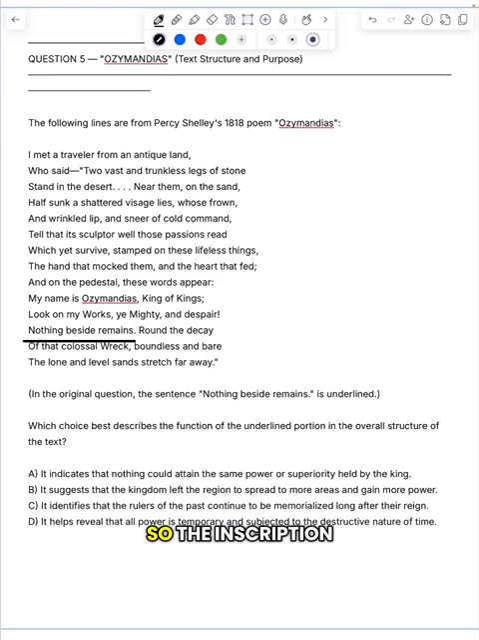So the inscription on the statue of Ozymandias says, let me highlight it, "My name is Ozymandias, King of Kings. Look on my works, ye mighty, and despair." So this is an arrogant inscription. Ozymandias is claiming to be extremely powerful, and he expects that others will look at his works and feel extremely overwhelmed. But right after that, we have the underlined portion.